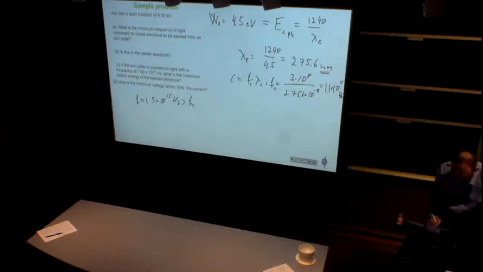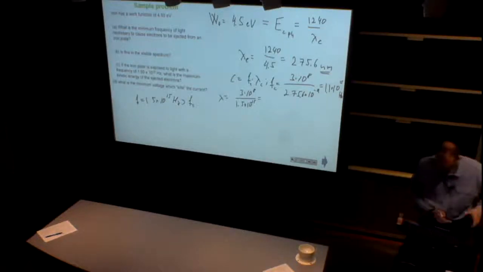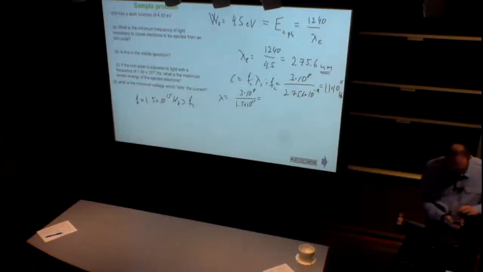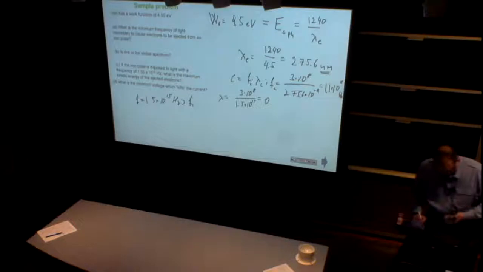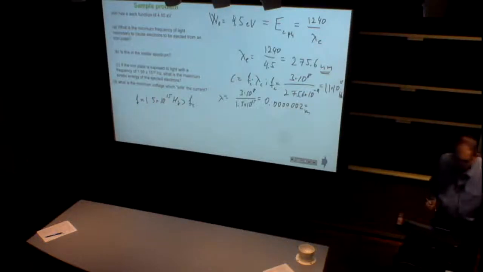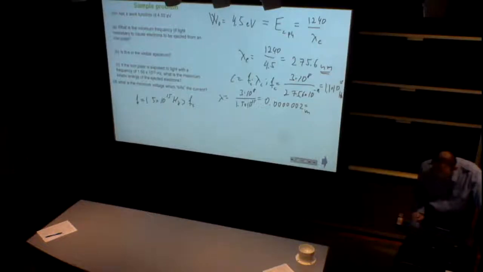So, again, there are different ways to do that. What I can do, I can calculate the wavelength of this new light, which should be equal to speed of light divided by 1.5 times 10¹⁵. Three times ten to the eighth divided by 1.5 times ten to the fifteenth. I got 0.000002. That's meters. I don't want meters, right? I want nanometers. So what do I do?